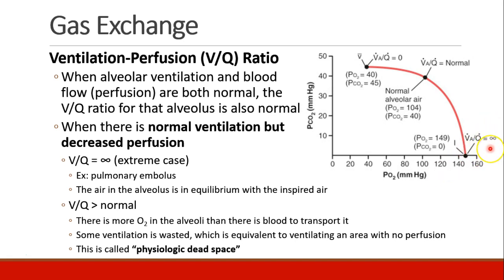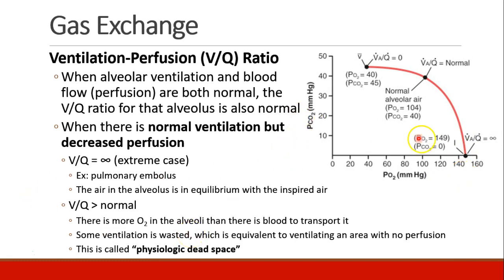In that case, we would say the VQ ratio is infinity, right? Because we have regular ventilation, but no perfusion. Dividing by 0 is like infinity. So in this case, the PCO2 is pretty much what you would see in air. It's 0. There's no CO2 in air. And their PO2 is about 150, which we said 150, 160 is what we see in normal room air. So that's the extreme case.